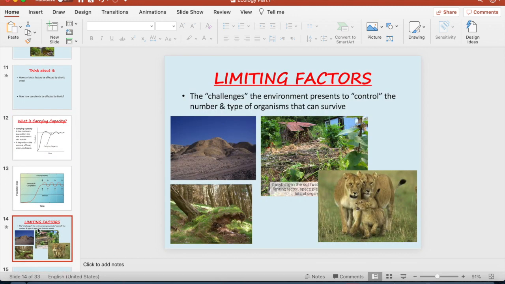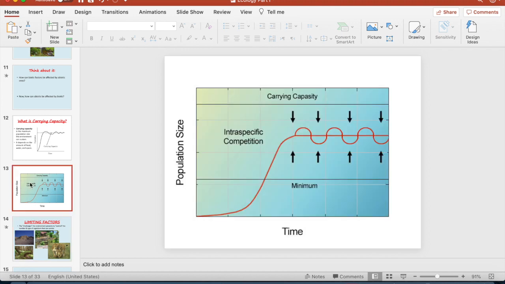So again, these limiting factors are the challenges, the things that control or slow down the population growth. Carrying capacity is just the max number or an average number of a species that can live in a specific area. And population is always going to want to go up.